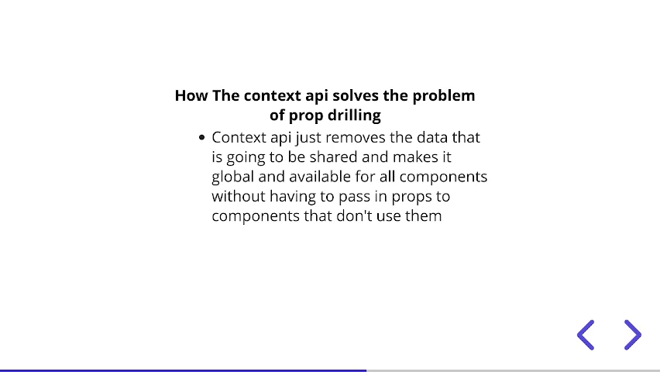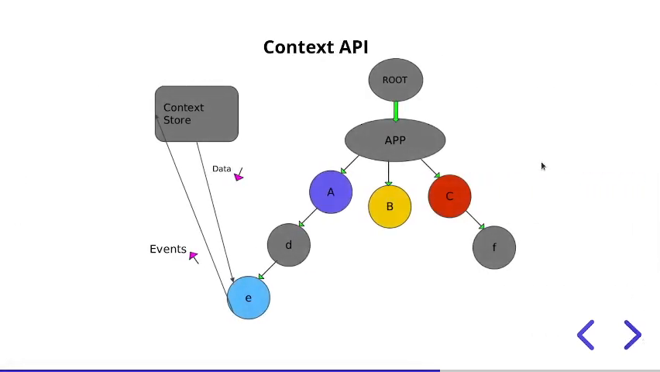Okay, you're going to see it in a moment. So this is the context API, how it works. Instead of having data from the root or from the app, you have data outside the component structure, the component tree. Maybe you have it in a component store, whatever you call it.